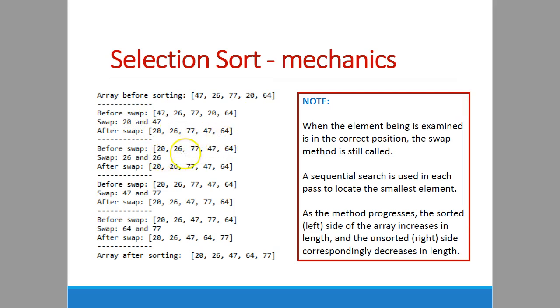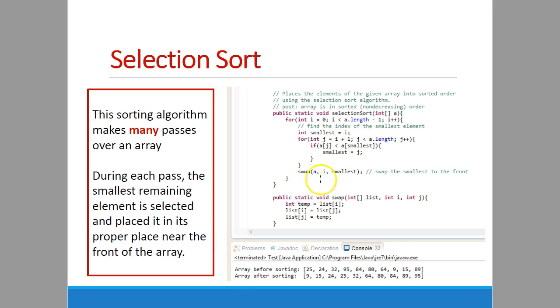Oh, 26, so that's already there. What's the next biggest thing? Oh, it's 47, so we swap 47 and 77, and then what's the next biggest thing? Oh, 64. So at each point, you're just going in and swapping whatever is the smallest number.